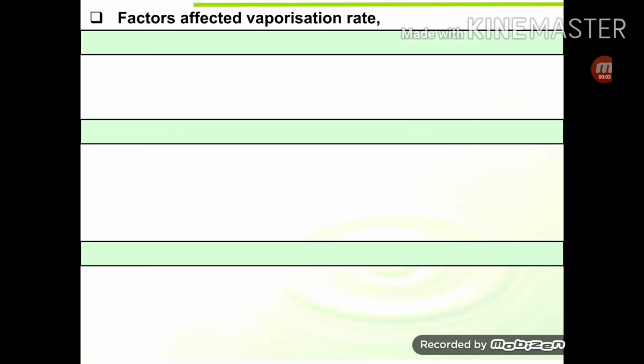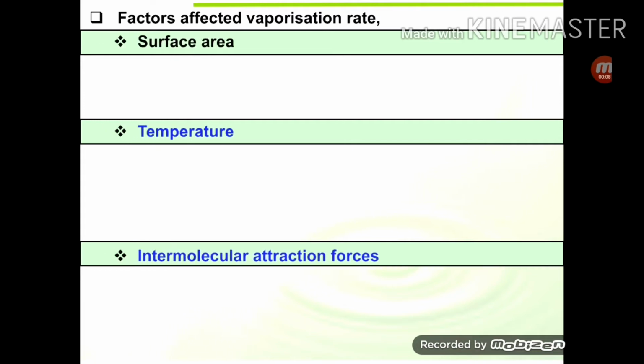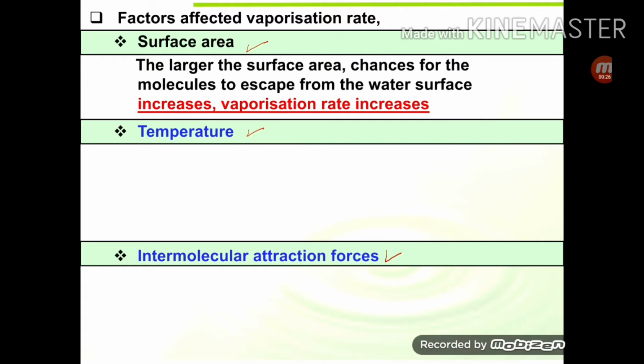Next, factors affecting vaporization rate. So, we have three factors that affect the vaporization rate, which is number one, surface area, number two, temperature, and number three, intermolecular force. Okay, let's move to the first factor, which is surface area. The larger the surface area, the chances for the molecules to escape from the water surface increase, and so the vaporization rate will increase.